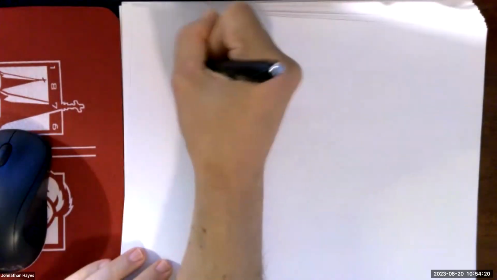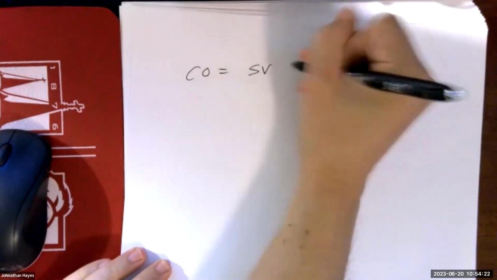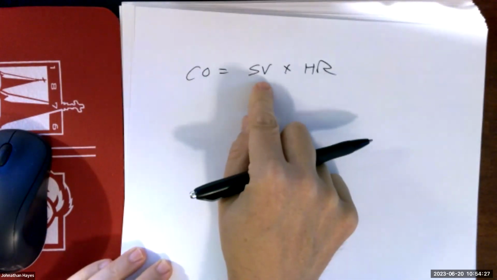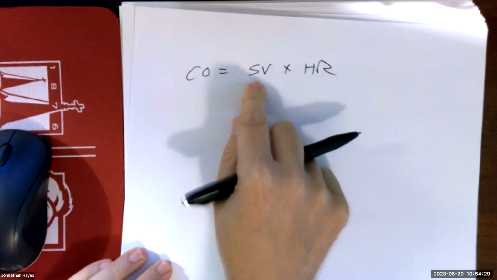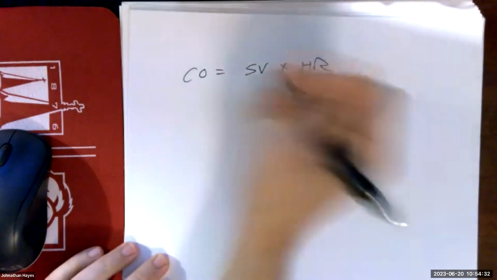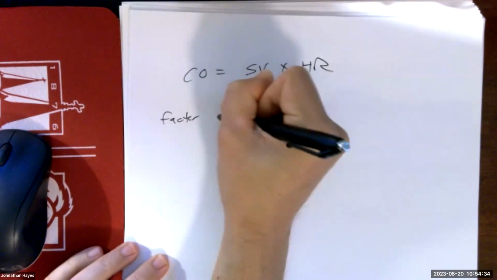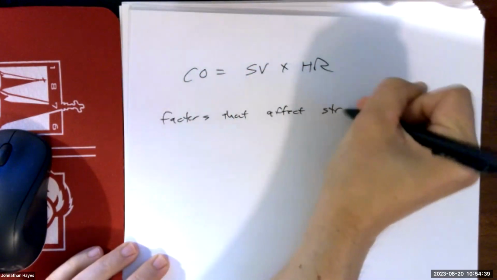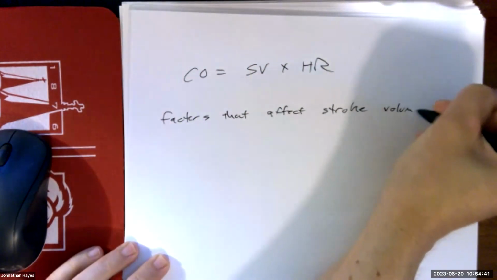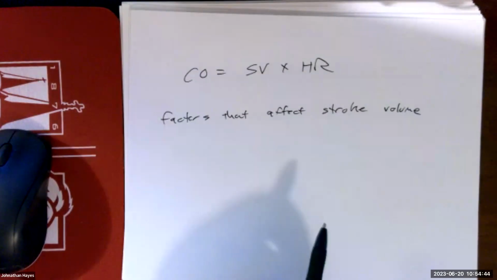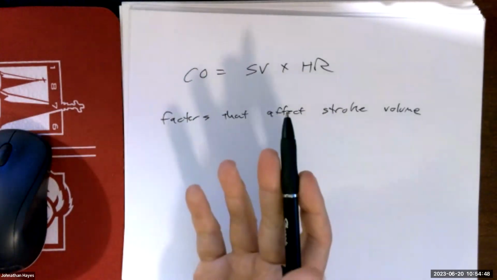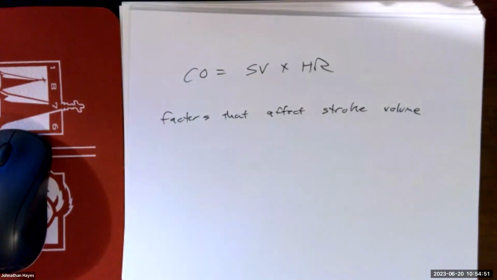And we'll talk about some things that we can do to alter stroke volume. Let's go ahead and talk about it now. So, factors that affect stroke volume. One thing is maybe how strong the heart is. Is the heart strong enough to compress blood well?